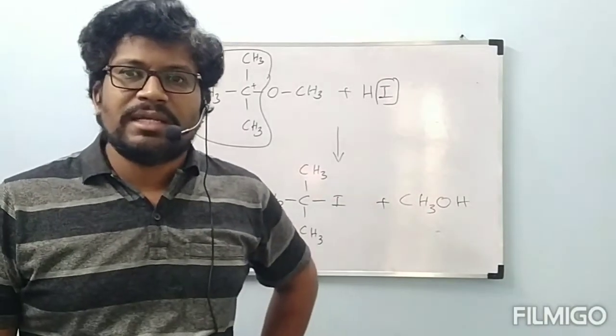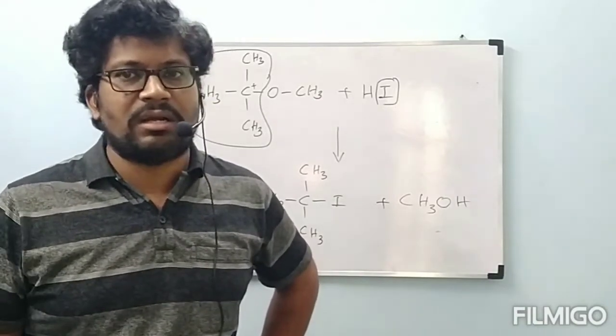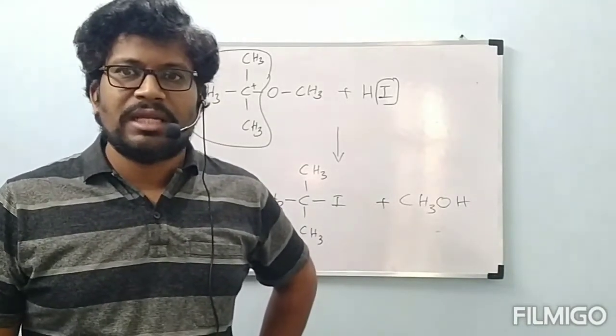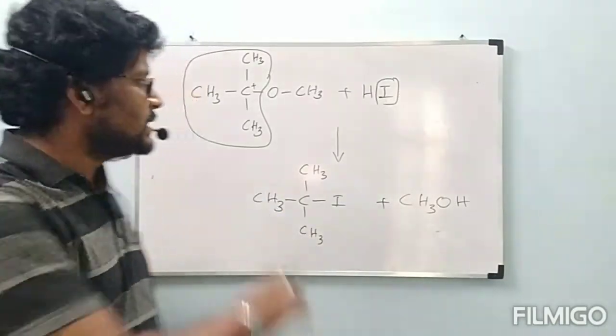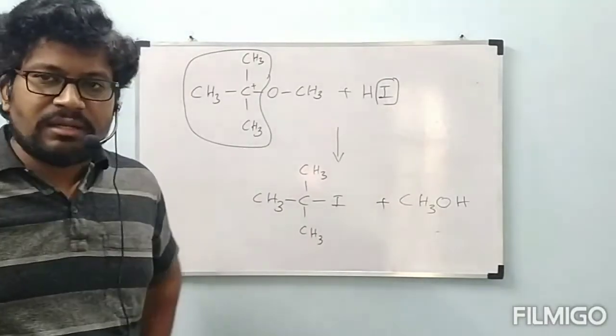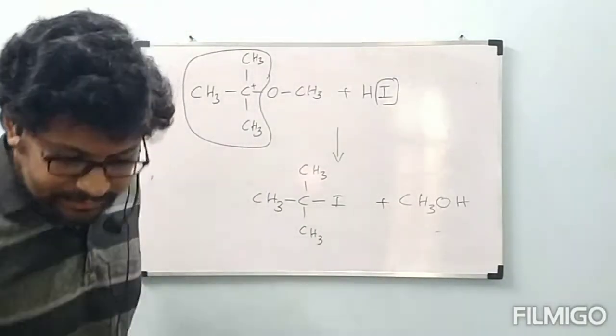In this way we can recognize what products are formed, what the alkyl iodide is and what the alcohol is, in the reaction of an ether with HI. Is it clear now? This reaction with HI is completed. Now we will go through the next concept.